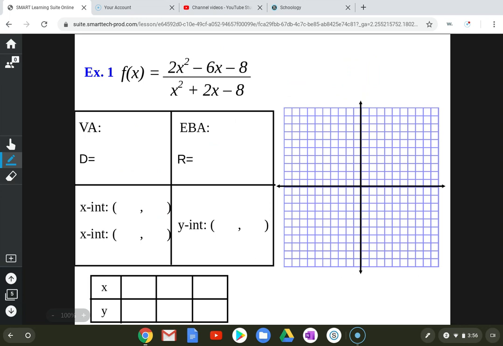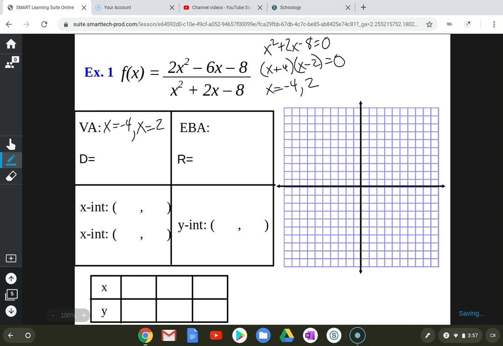Okay, so for this first one, we're going to start with our vertical asymptote and define it. We're going to set our denominator equal to 0. And so to solve this, I'm going to factor. So I get x plus 4, x minus 2. So x equals negative 4 and positive 2. So we have two vertical asymptotes, one at x equals negative 4 and one at x equals 2.